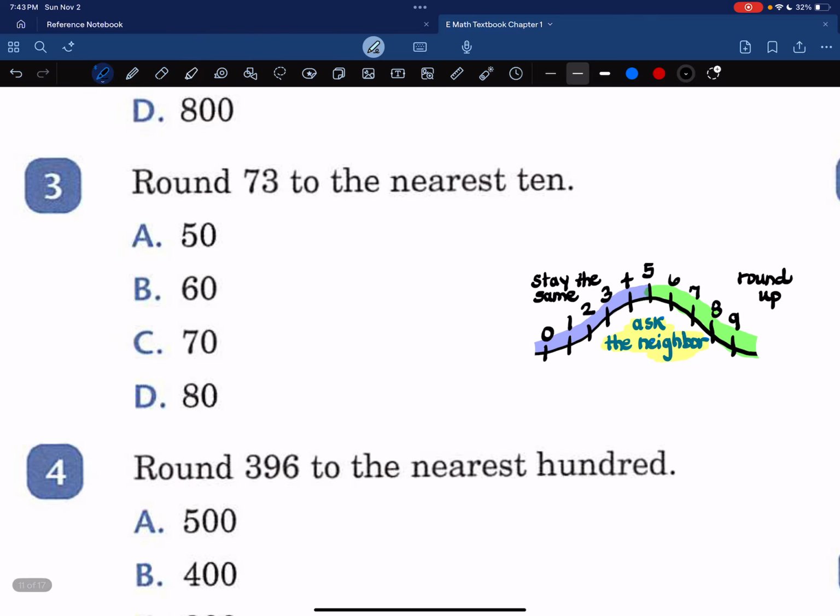Round 73 to the nearest 10. So 10 is the place that we are looking at. That makes 3 the neighbor. And 3 is not in the roundup section this time. It's in the stay the same section. So the 7 stays the same, and the neighbor rounds off. So the answer here is C, 70.